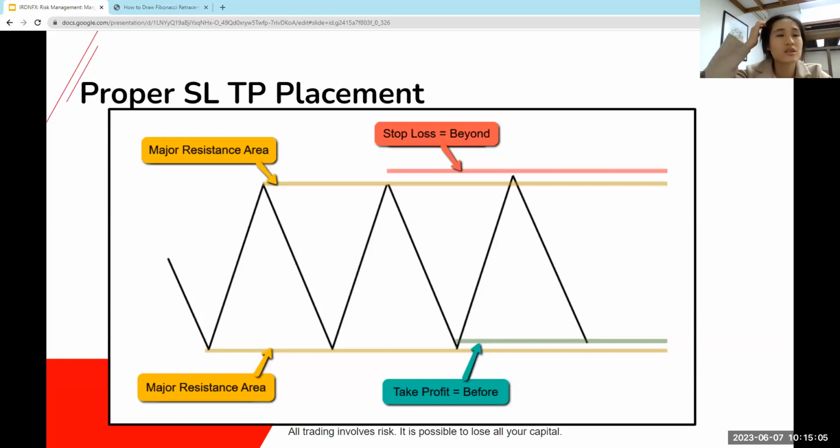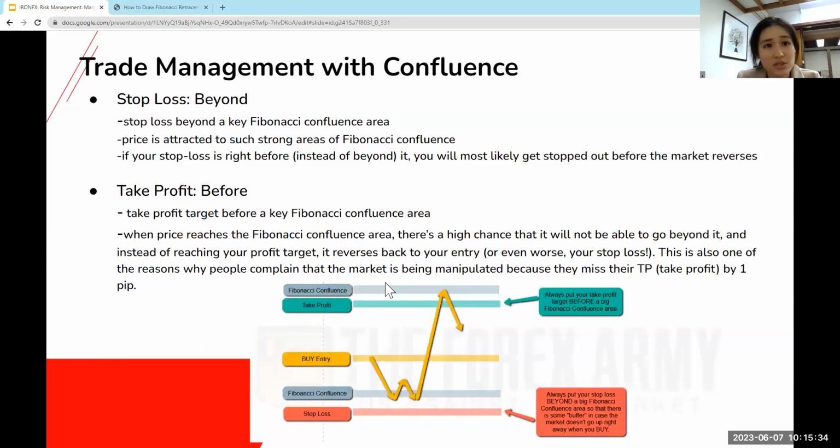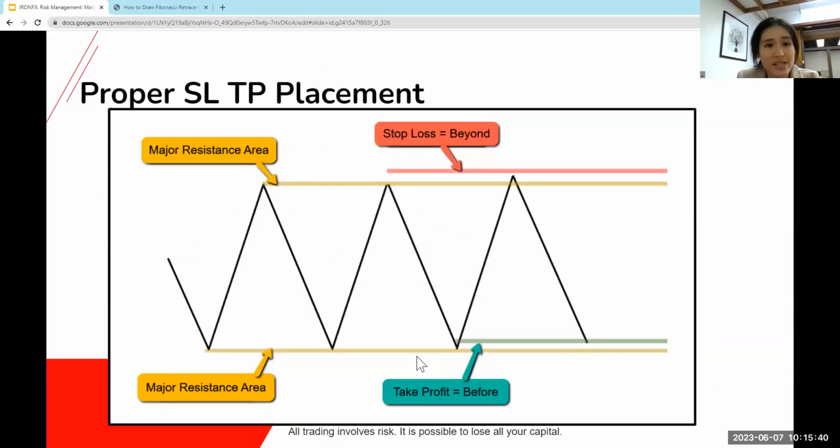Okay, so this is an example of what a proper stop loss and take profit placement should look like. This helps you to maximize your wins and minimize your losses. So your stop loss, as we mentioned, should be placed beyond the resistance area, and take profit should be placed before it. In the previous slide, you can see my Fibonacci confluence where I want to take profit is a resistance area, whereas over here we're showing you it as a support, just so that you have a really clear idea of exactly what we mean by before and beyond.